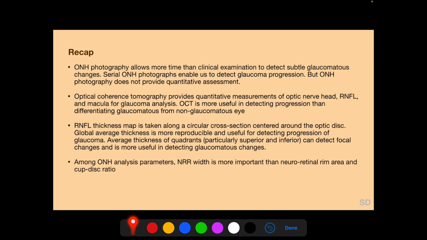RNFL thickness map is taken along a circular cross-section centered around the optic disc. Global average thickness of RNFL is more reproducible and is useful for detecting progression of glaucoma. Average thickness of RNFL in the four quadrants, particularly the superior and the inferior quadrants, can detect focal glaucomatous defects and is more useful in diagnosing glaucoma. Among ONH analysis parameters, NRR width or NRR thickness is more important than neuroretinal rim area and cup disc ratio.